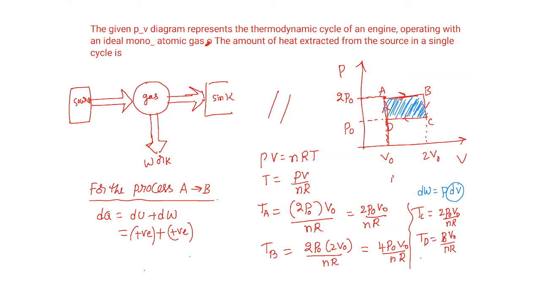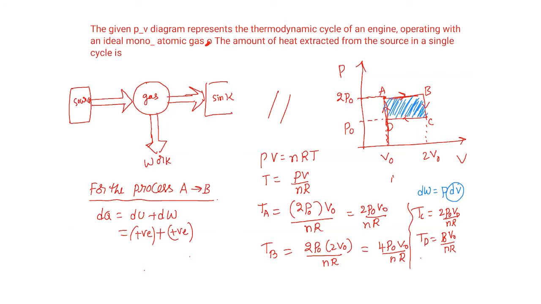Children, this is very, very important. A PV curve, a PT curve, or a VT curve will be given, and they ask you in which process heat is supplied, or in which process heat is extracted from the gas. Knowing that is very important in physics. You need to analyze this from the curve, so you have to apply the first law of thermodynamics for each process.